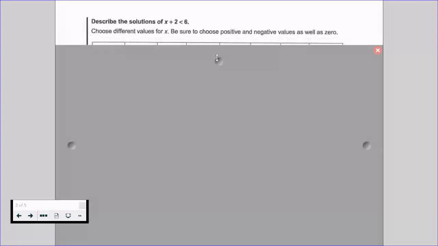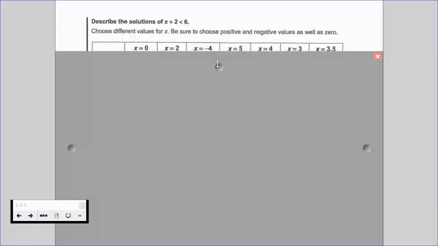So we're going to choose different values for x and be sure to choose positive and negative values as well as 0. Personally, I like to do 2 positives, 2 negatives, and 0 unless it is completely obvious that it is going to be always positive or always negative, or it's only going to be 0, but that rarely happens. This example goes through something a bit different, but we are going to be working through it together. So after you choose those values of x, we're now going to substitute them in to see if we get a true or a false statement.